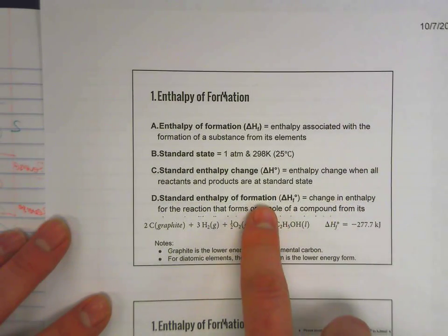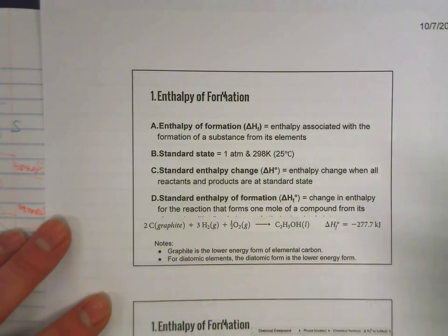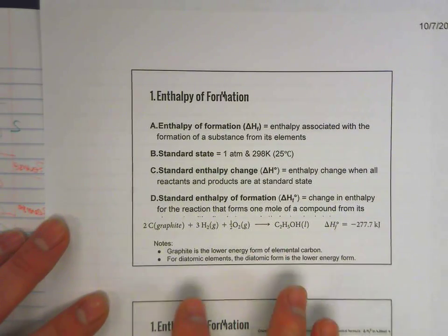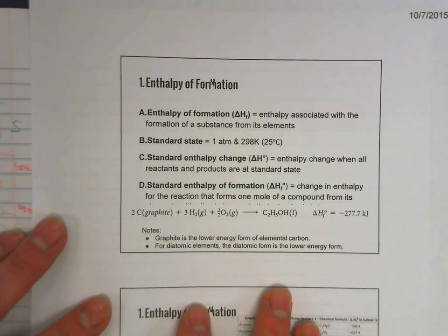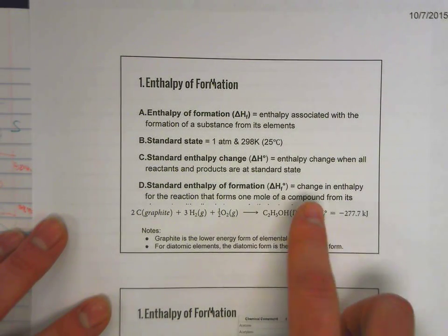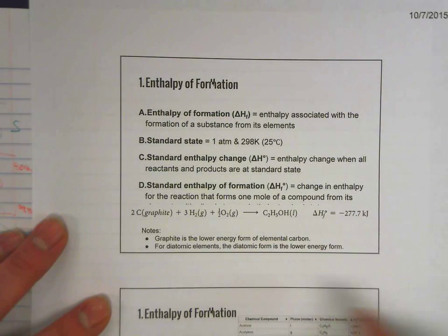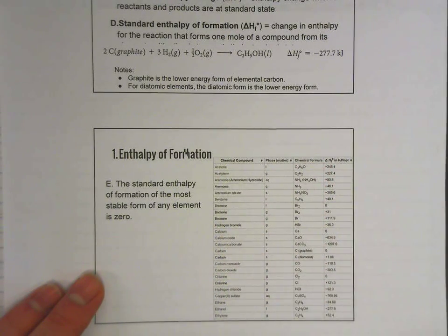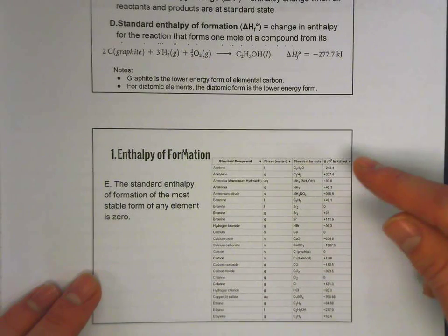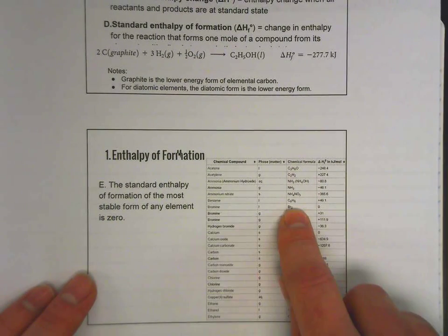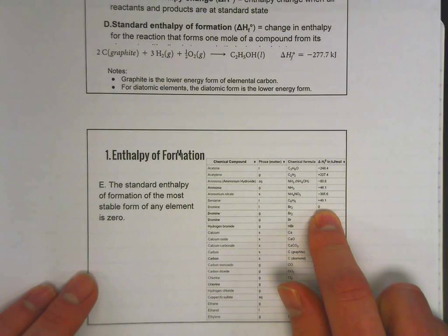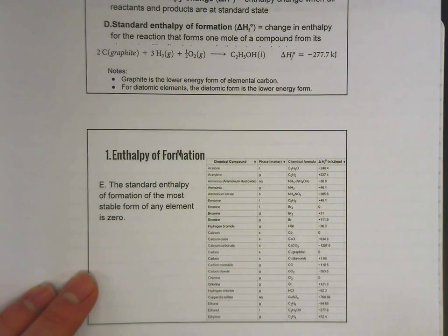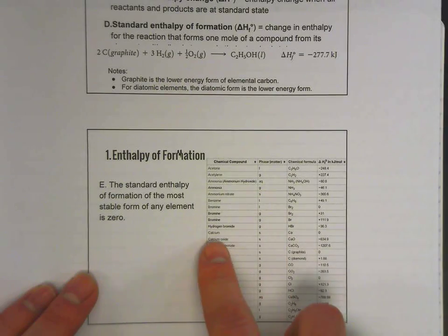So the standard enthalpy of formation values have been found for many compounds, and using this data we can figure out the standard enthalpy changes. So let's take a look at some examples. Here we can see enthalpy of formation for a number of different compounds. It's noteworthy that for any element the enthalpy of formation is 0, it's already there. There's no formation taking place.